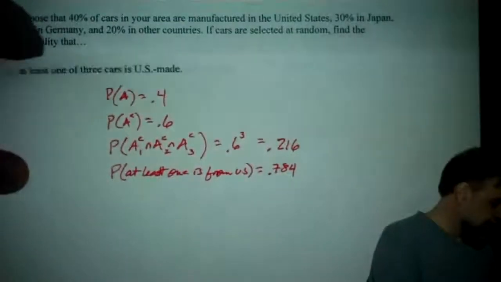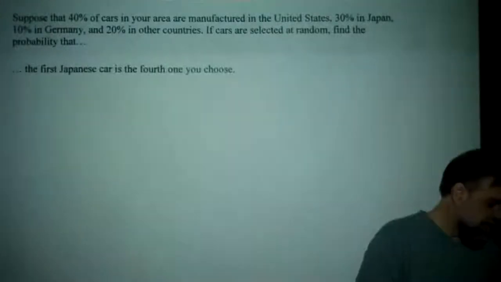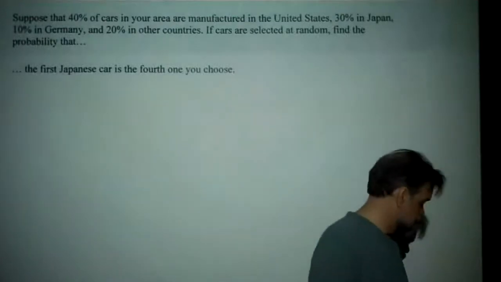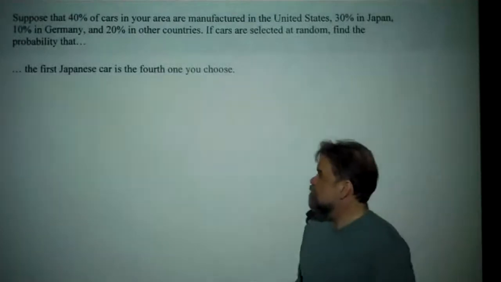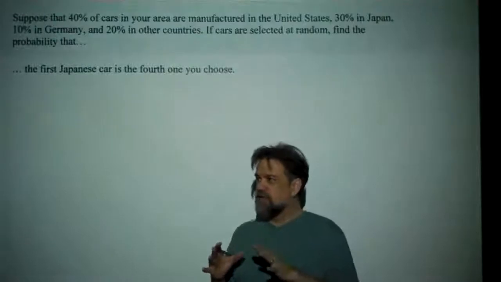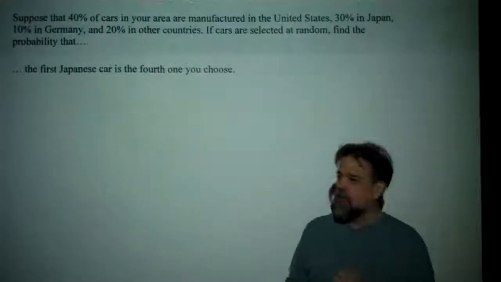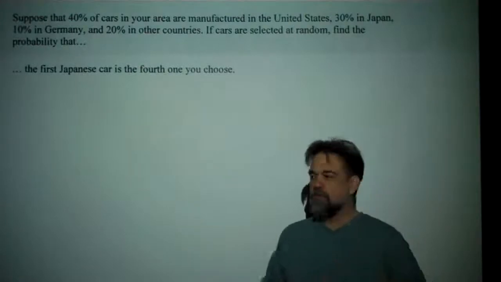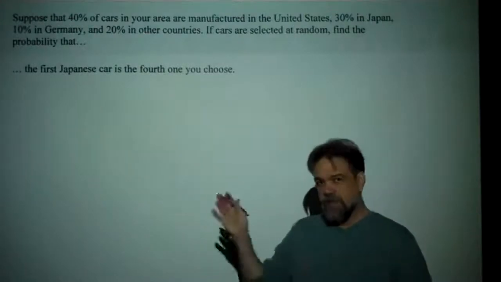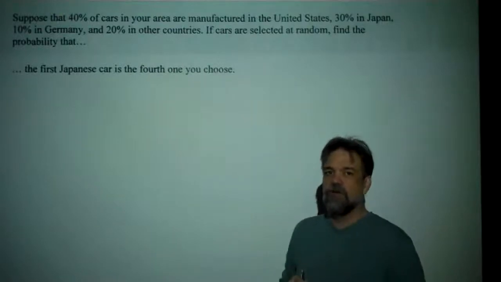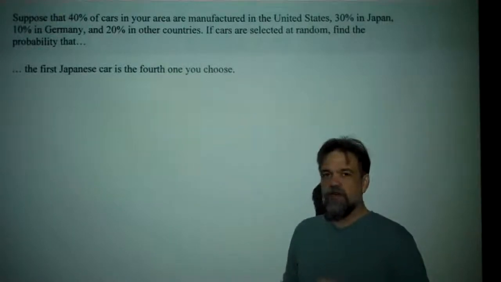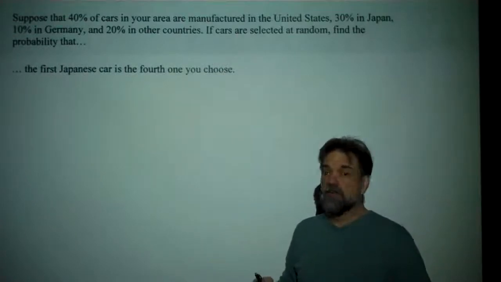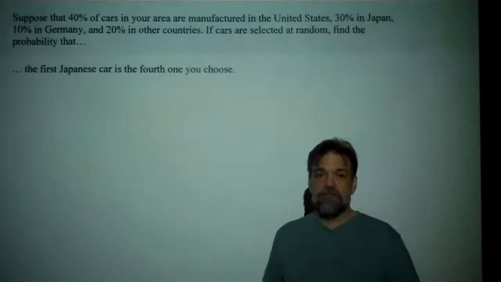Last one I want to look at is, what is the probability of the first Japanese car being the fourth one I choose? So let's get a good handle of exactly what's being asked here. I'm walking along, and I just start looking at cars, and I say, there's one, there's another one, there's another one, there's another one. And so I'm looking at them in order. Now, what's the probability of the first Japanese car that I see being the fourth one that I choose?